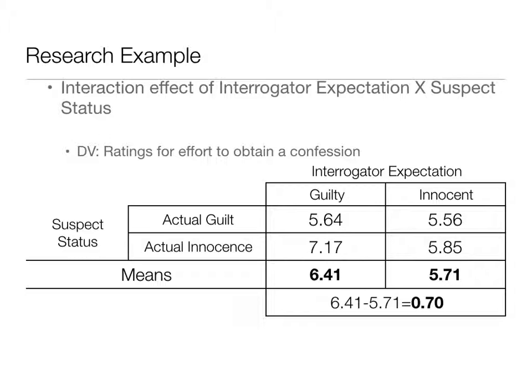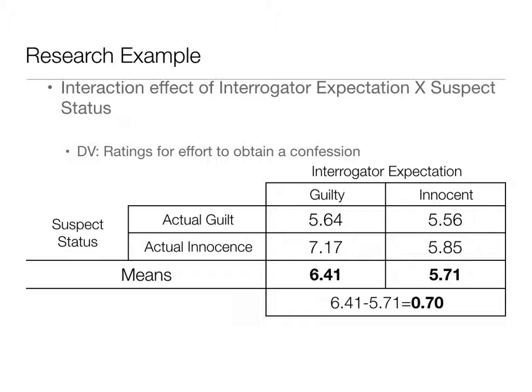Remember, we're going to look at the guilty versus innocent and see if that main effect holds up for each level of suspect status, okay? So here we have 0.7. Well, the question is, is the difference between 7.17 and 5.85 0.7? No, it's not, right? So we don't have that same difference. How about 5.64 versus 5.56? No, right? That's not 0.7 either.